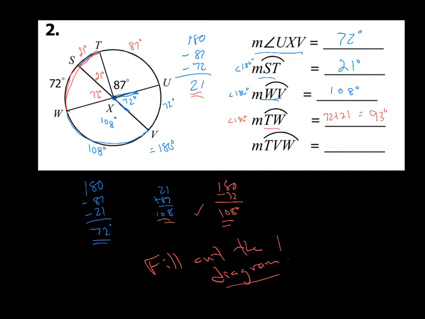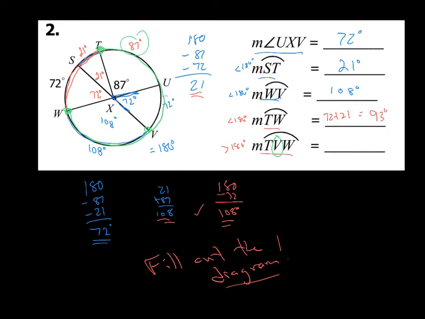And last but not least, we have a major arc right here. This is greater than 180 degrees. Starts at T. Right, so we're going to start at T. We're going to end at W, but we have to go through V. So that's all of this. Now, how you want to answer this is up to you.